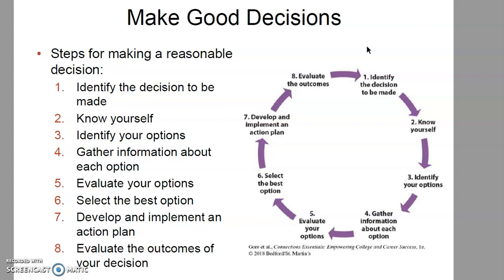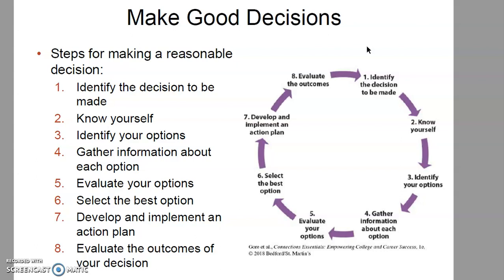In step 4, you gather information about each option. Basically, you research each option. You should have as many steps in step 4 as you do in step 3, because you're gathering information about each option you listed in step 3. In step 5, you evaluate each option. This is the step that allows you to think, well, that's silly, I'm not going to do that one. Or, this one could work.